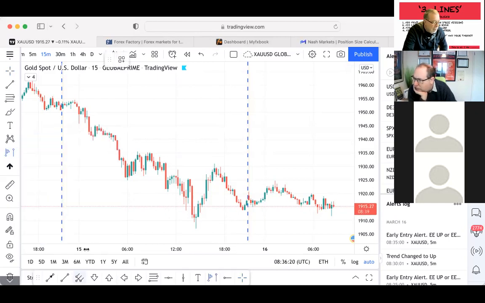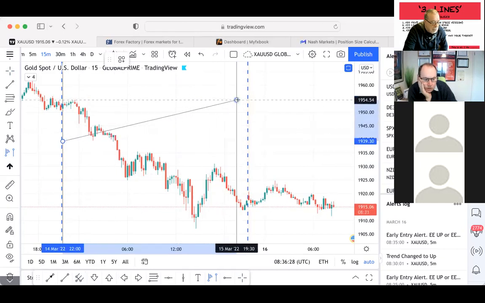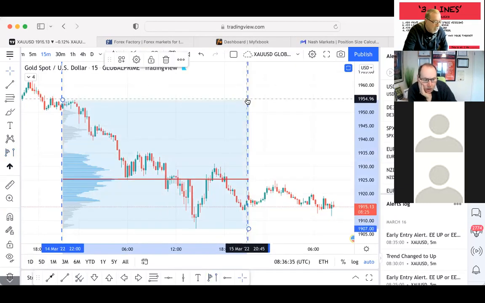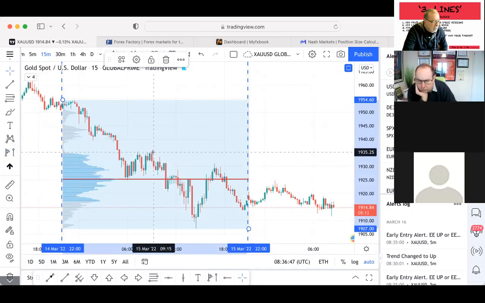If you click on that and then you go to the first candle of yesterday's session, click anywhere, it doesn't matter where you click so long as the horizontal line is on the candle. So that's now on the last candle of yesterday's session. Click on that and you'll get this, which is what is known as a fixed range volume profile. And the fixed range that I've chosen is yesterday's session.